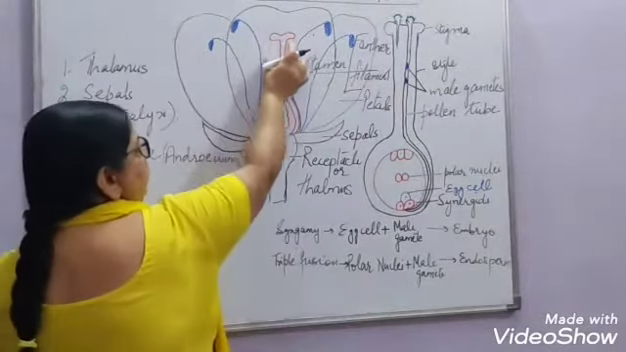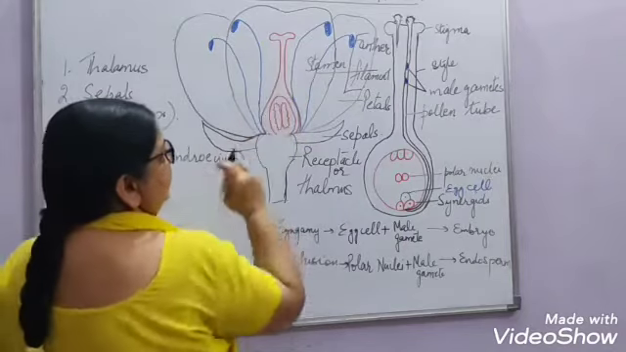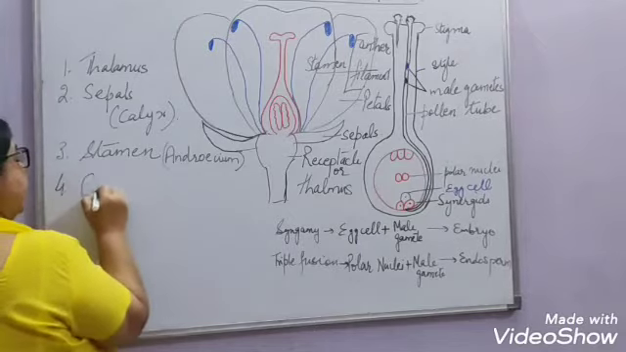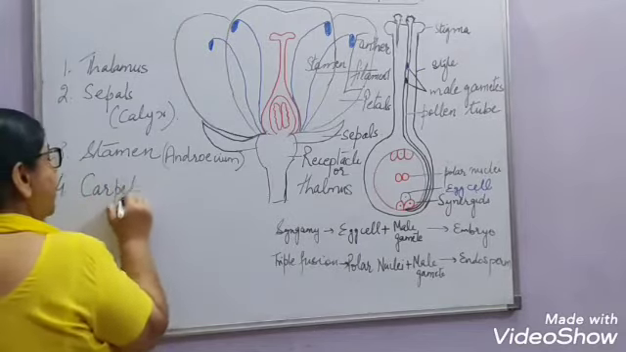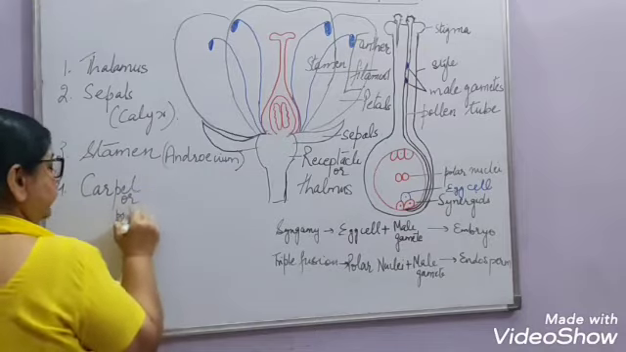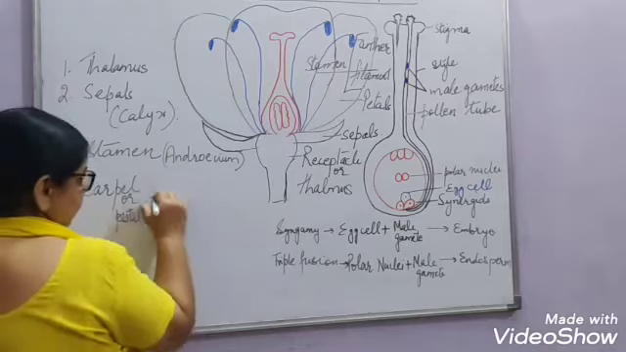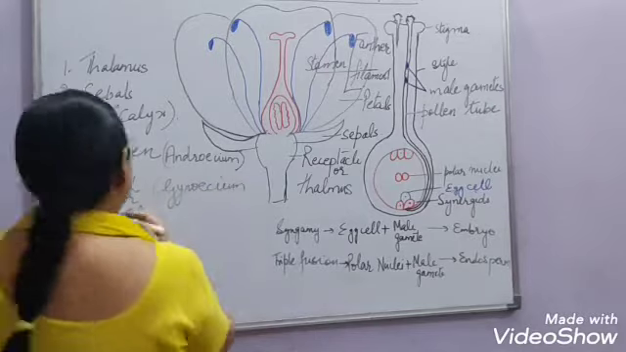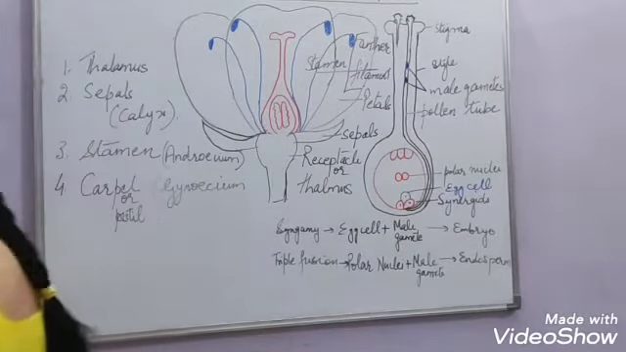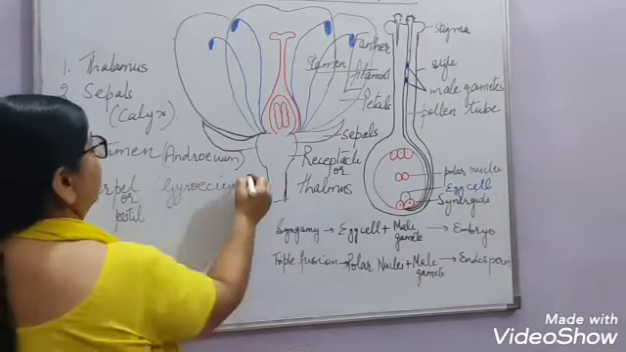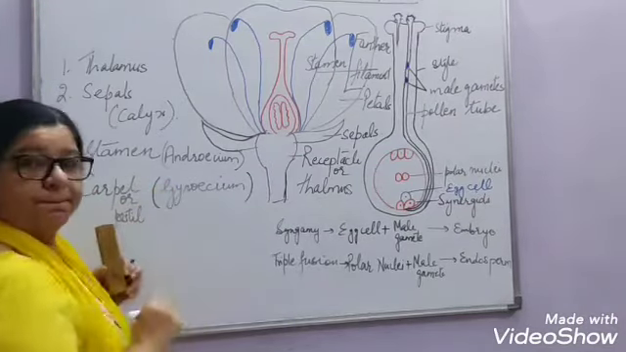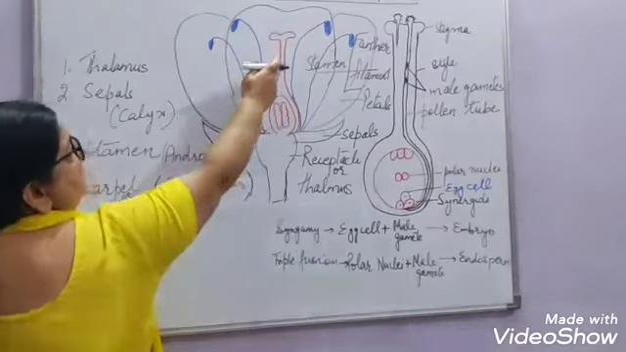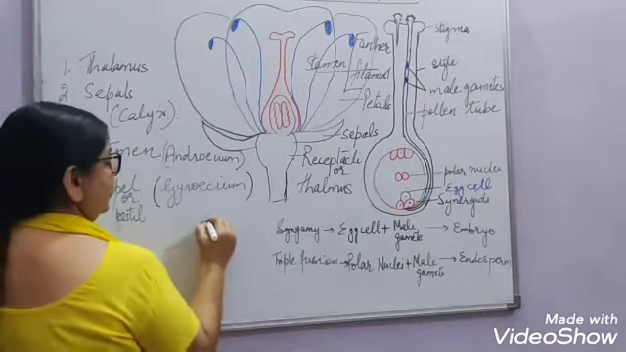Then in the center, this part drawn with red color is known as the carpel, or pistil, right? It is also known as the gynoecium. This is the female reproductive part, which consists of three parts. Let me draw it here for you.